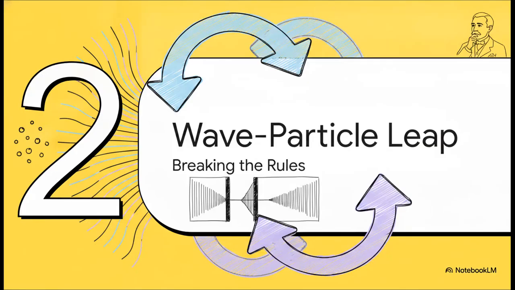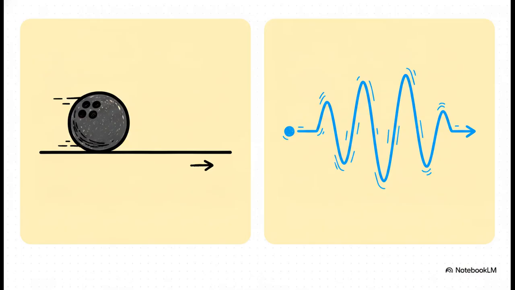Moving right along to Section 2, the wave-particle quantum leap, breaking the rules. It is fascinating to look at the macro versus the micro here. Louis de Broglie proposed that all forms of matter have a wave character. So you might be wondering, why don't we see everyday objects acting like waves? Well, let's just look at the math. If you take a heavy 6.626 kilogram iron ball moving at 10 meters per second, its calculated wavelength is 10 to the negative 35th meters.